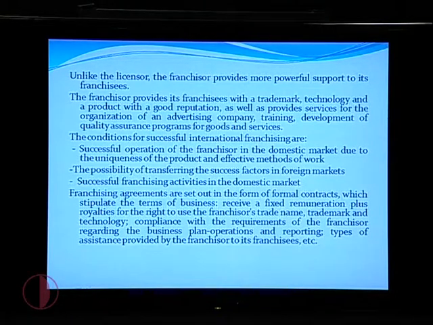The conditions for successful international franchising are successful operation of the franchisor in the domestic market due to the uniqueness of the product and effective methods of work, the possibility of transferring the success factors to foreign markets, and successful franchising activities in the domestic market.